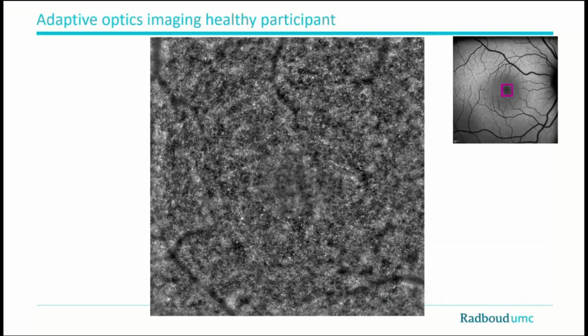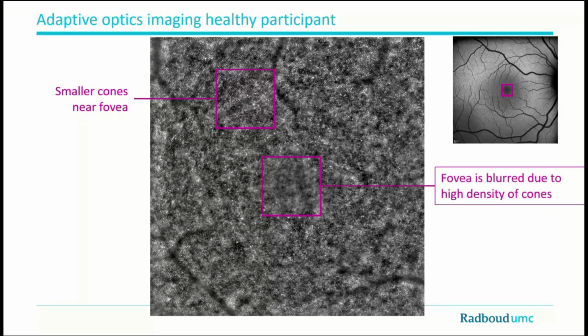So we also performed adaptive optics in our patients, at least in some. Here's an example of normal adaptive optics imaging in a healthy participant. And these are representative of the smaller cones. They are very close to the fovea. And in the fovea, you see blurriness due to a high density of cones. So this is in a normal situation.